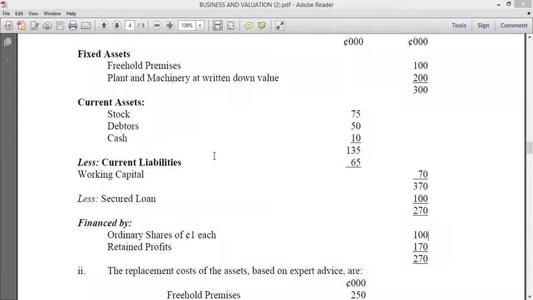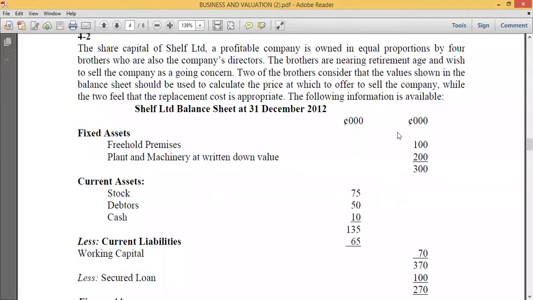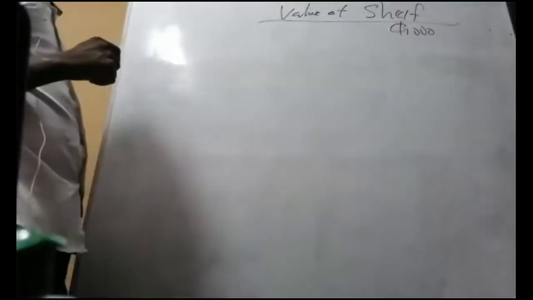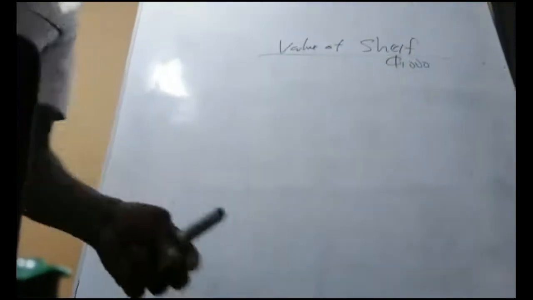Chef Limited, the value of Chef Limited. So value of Chef, into bracket value of Chef, bracket net asset method. Let us know which method you are using.